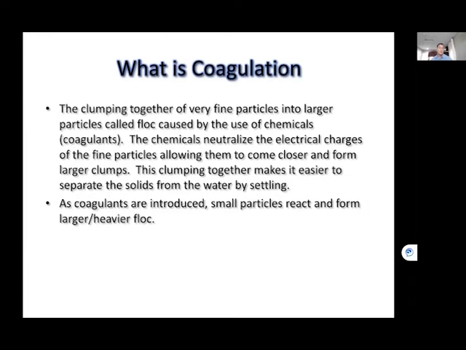chemicals called coagulants. The chemicals neutralize the electrical charges of the fine particles, allowing them to come closer and form larger clumps. This clumping together makes it easier to separate the solids from the water by settling. As coagulants are introduced, small particles react and form large, heavier floc. The weight is important because you're using gravity to settle the floc in the sedimentation process.